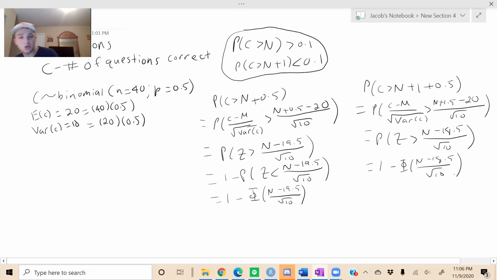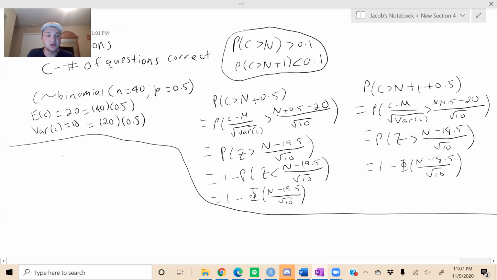Now we've got to figure out what n is, okay? That's our goal. We want to find out what n is. So we're going to use these two inequalities that I said we would get back to later to solve for n. So for this one, let's kind of move over to the left side here. So the probability that C is greater than n is greater than 0.1.